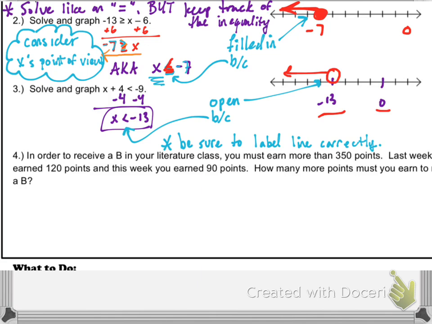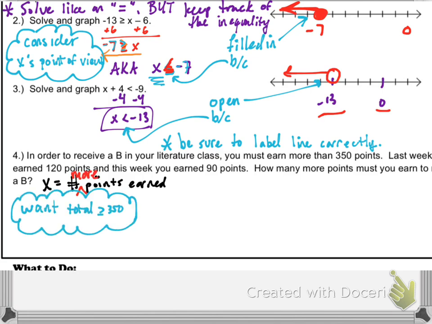And then last problem here, in order to be in your class, you must earn more than 350 points. You've earned so much so far. So we define a variable. X is number of more points you need to earn. You want a total that's greater than or equal to 350. So x plus the 2 values you earned already has to be greater than 350, greater than or equal to.